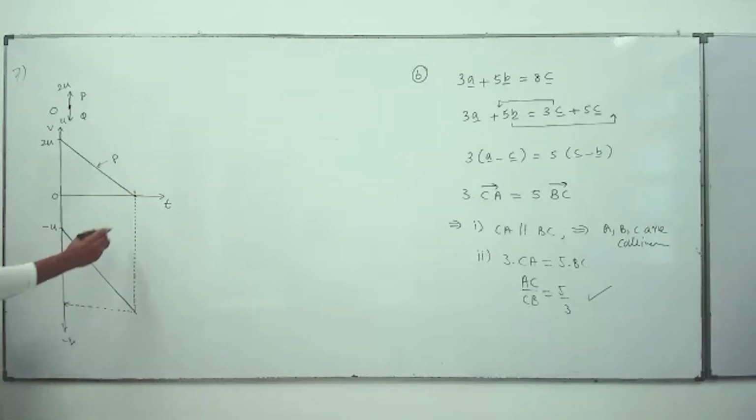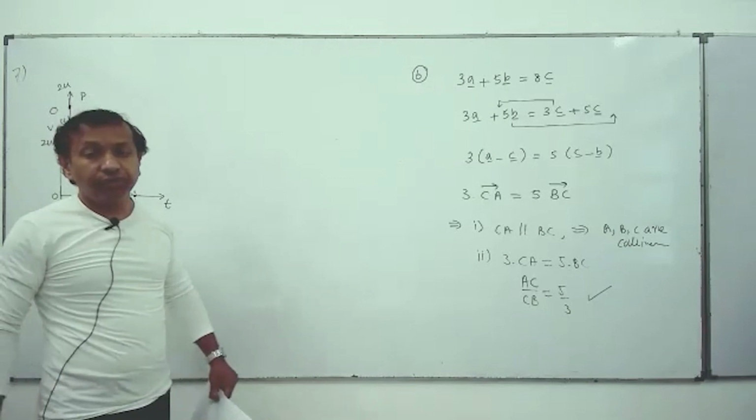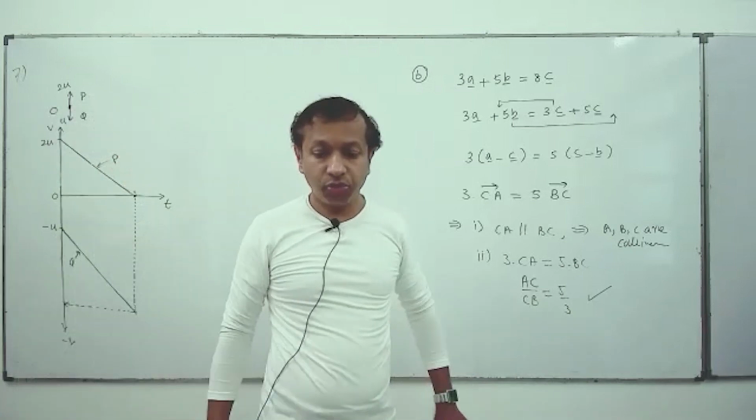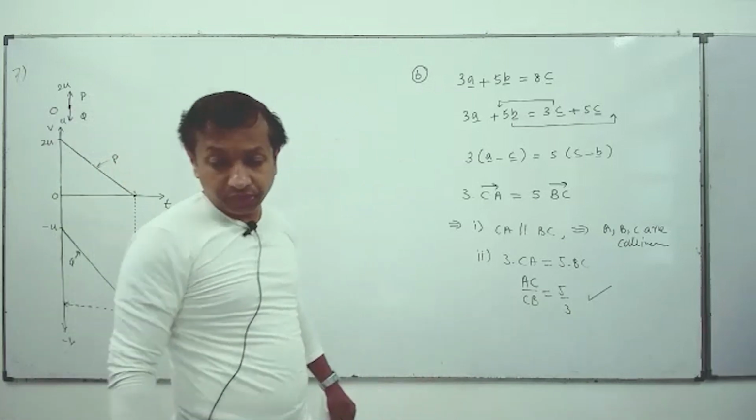Now this height we need to find. That height is this, and this is parallel. These two are also parallel. Therefore, this is a parallelogram. Then this height is equal to this height. 2U, U, 3U. Therefore, it's also 3U. Therefore, the velocity of Q is 3U as P reaches maximum height. That's enough.